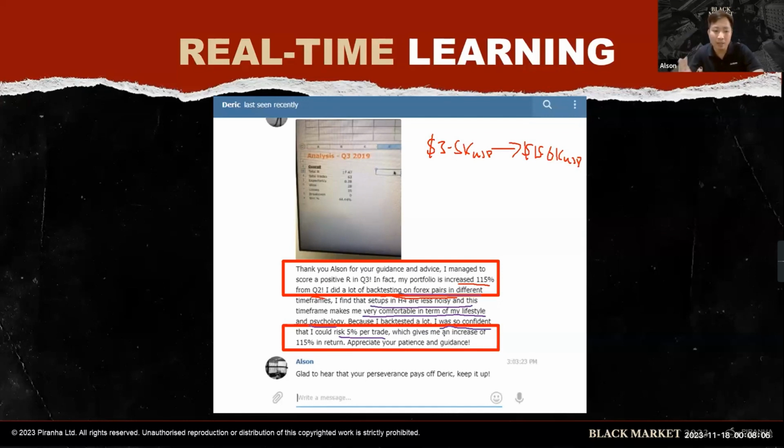I don't do back testing because I don't know how to back test, and also I have already traded for more than 10 years. I do something more powerful than back testing. I call it forward testing.